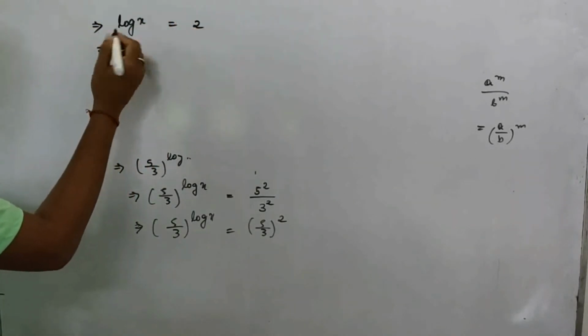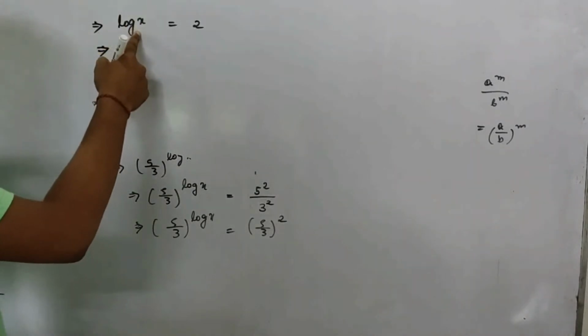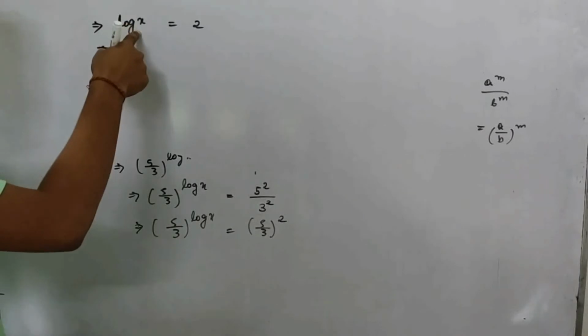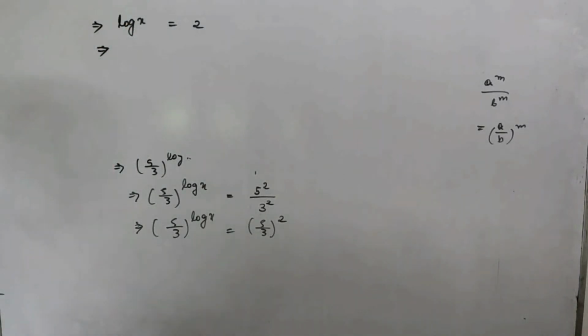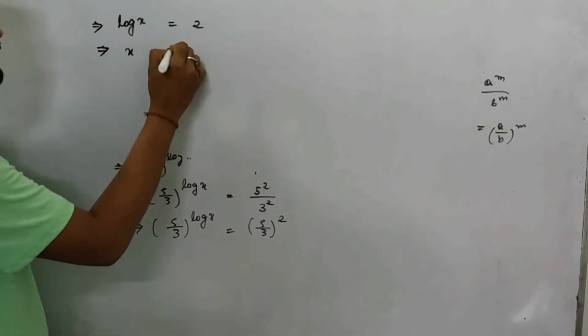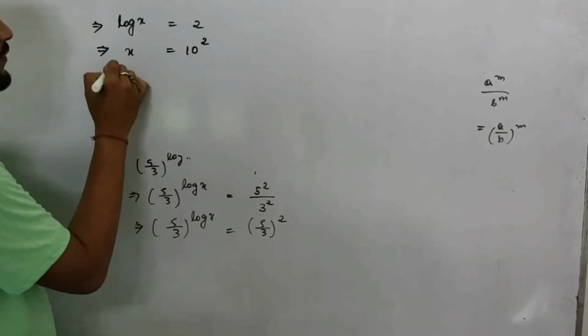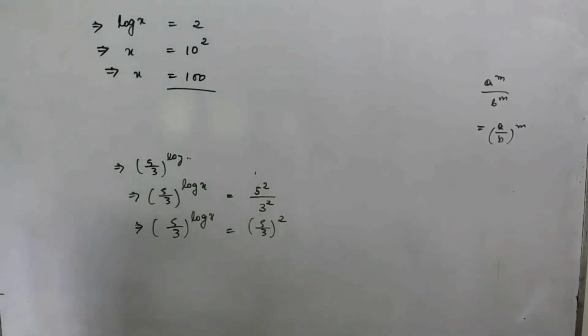So if I take it to exponential form directly, what is the base over here? The base is 10. If the base is not written, then it is understood that the base is 10. So x will be equal to 10 to the power 2, which implies x is equal to 100. This is your answer. Done.